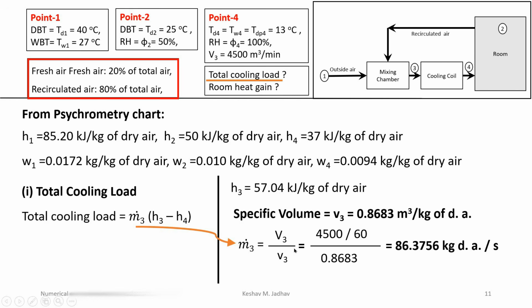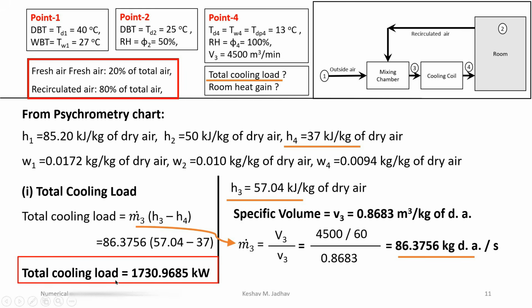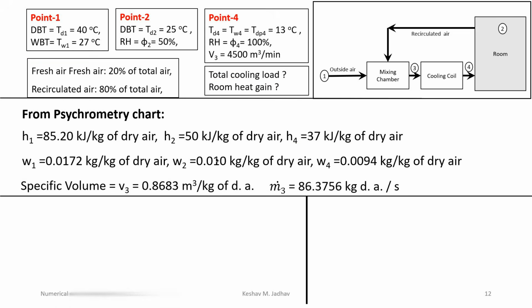Now to calculate total cooling load, we have mass flow rate of air, then enthalpy H3 and enthalpy H4. So by putting these values, we will get total cooling load is equal to 1730.9685 kilowatt. So this is total cooling load on the cooling coil. Now we have to calculate room heat gain.